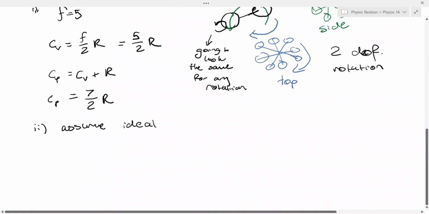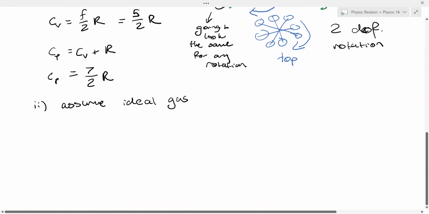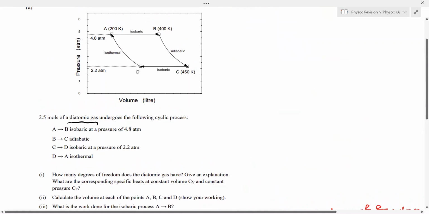It'd be very rare if they didn't give you an ideal gas. Even then, you could probably argue that everything can be assumed as an ideal gas if you're a theoretical physicist. So we're going to use PV equals nRT. For the volume at A, our pressure is 4.8 atmospheres, our temperature is 200 Kelvin, and we have 2.5 moles.